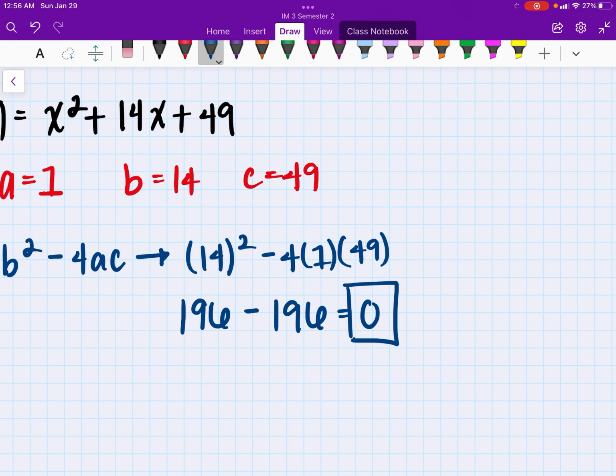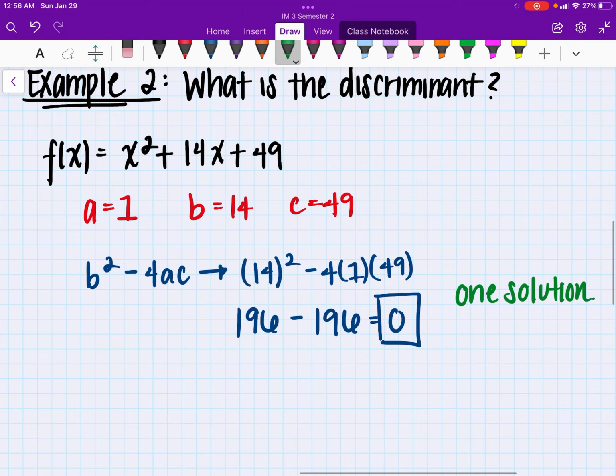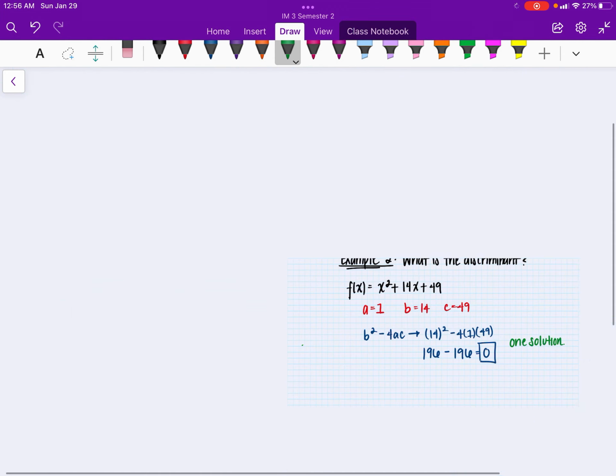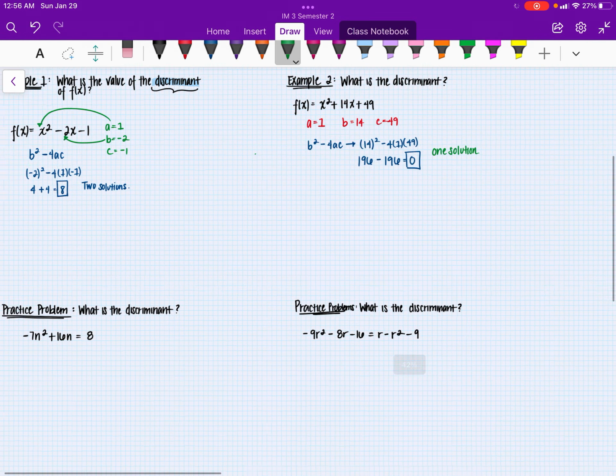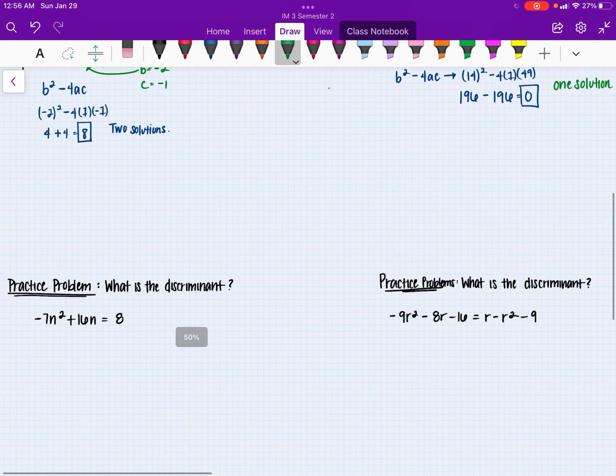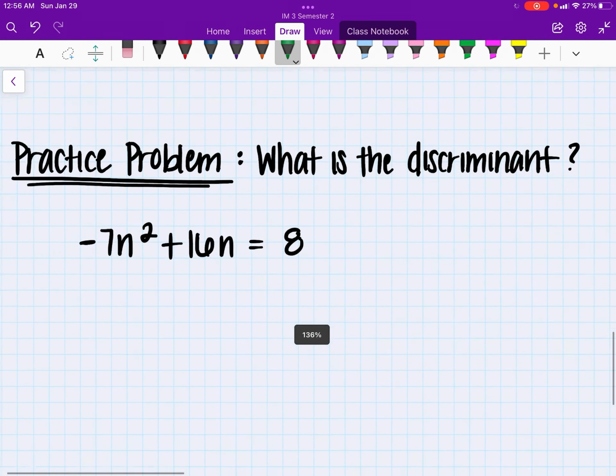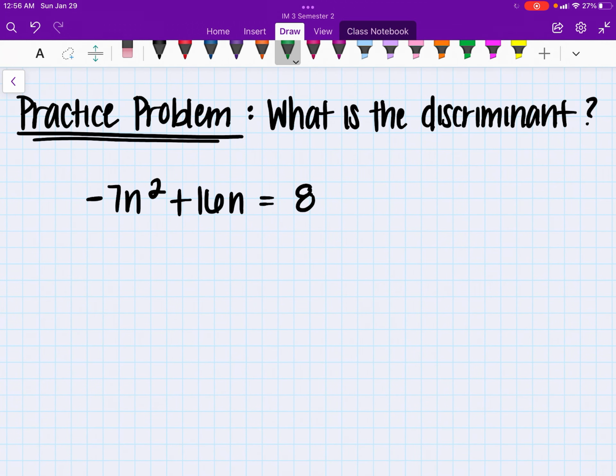Now, if we take a look back at what we started off with at the beginning, if I get a 0 as my discriminant, I should actually be expecting one solution. One solution. All right. Let's take a look at the next one. And this is actually a couple practice problems. We'll do this practice problem, and then we'll go ahead and leave the next one to you. So in this case, I want to go ahead and determine what the discriminant is.